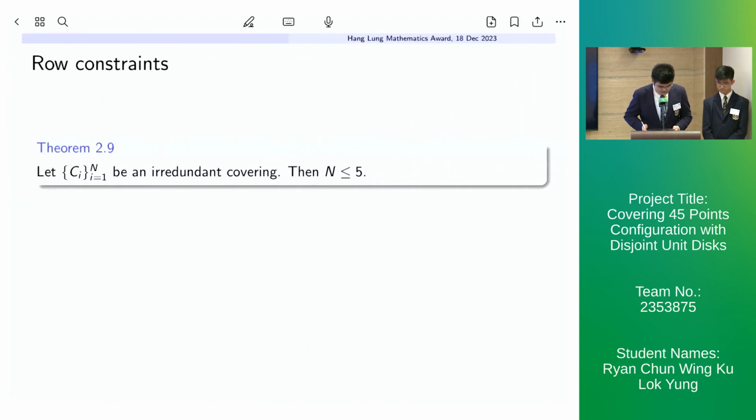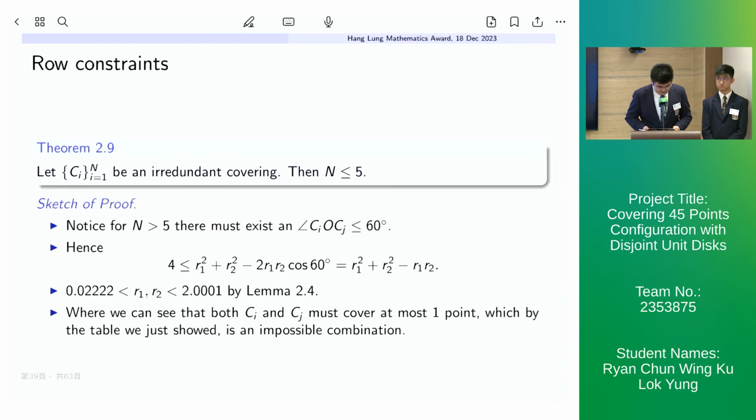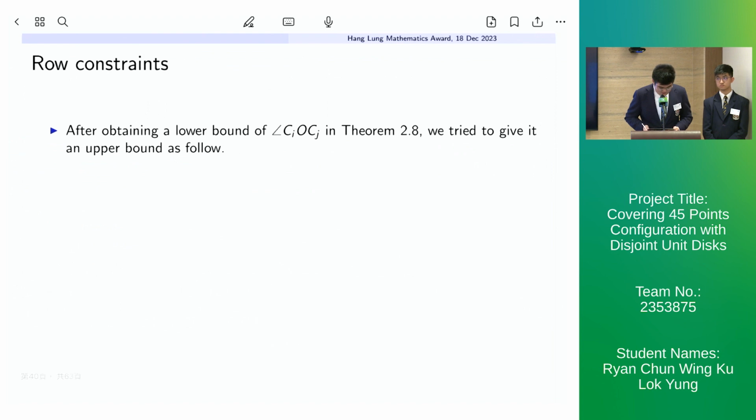Now we show that n is less than 5 in theorem 2.9. For n greater than 5, there must exist an angle CiOCj that is smaller than 60 degrees. By using the cosine rule and taking bounds from table 1 and lemma 2.4, we can show that both Ci and Cj must cover at most one point, which by the table we just showed is an impossible combination, hence proving the theorem.